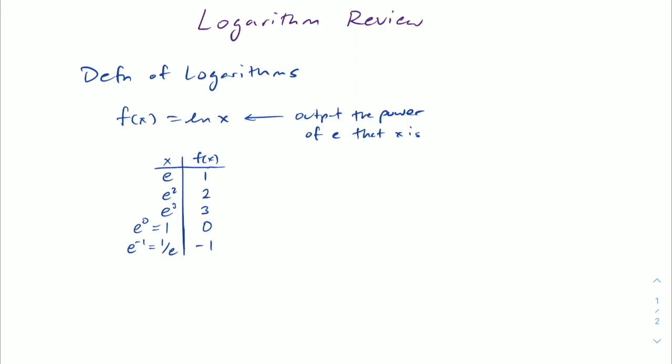All right, so let's graph the natural log function. e is approximately 2.7. So if we have an input of 2.7, this function is going to output 1. If we have an input of 1, it's going to output 0. And if we have an input of 1 over e, which is around a third, we're going to output negative 1. Okay, so our function looks like this. This is the natural log function.